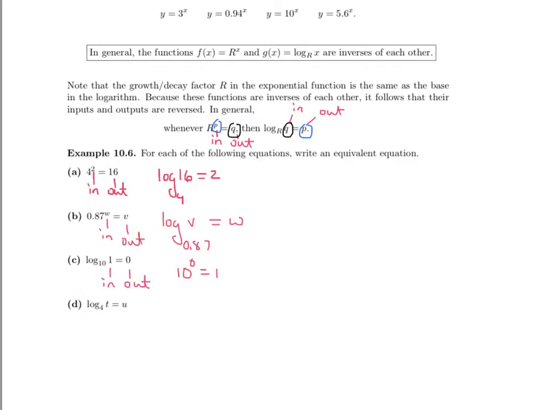Now let's look at part D. Log base 4 of t is u. So t is the input, u is the output, and the base is 4. Rewriting this equation using exponential functions, we would have 4, that's our factor. The input here is the same as the output of the logarithm, which is u, and the output here is the same as the input from the logarithm, which is t.